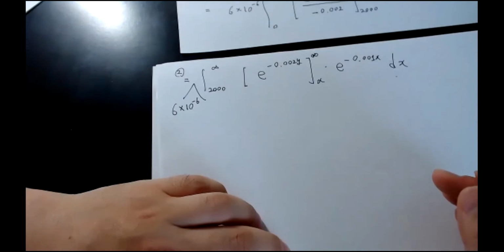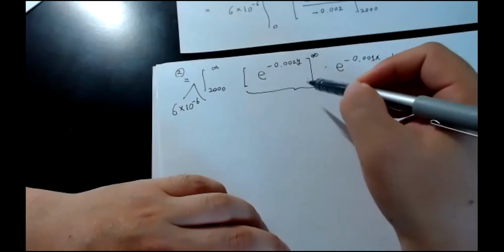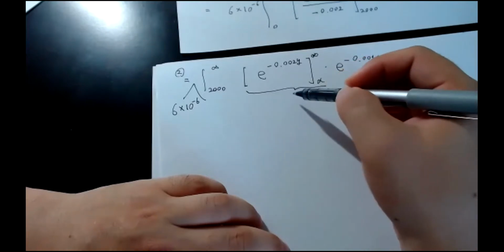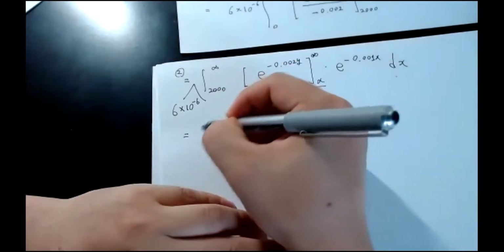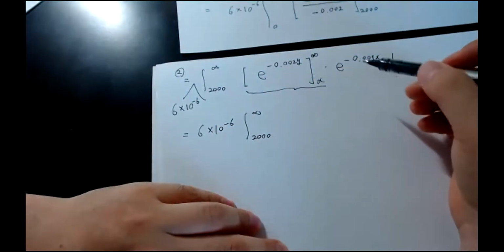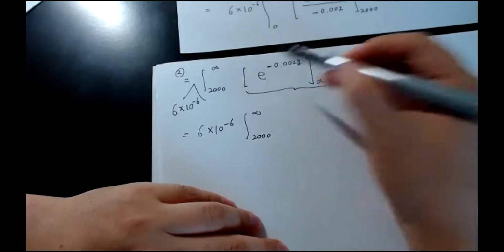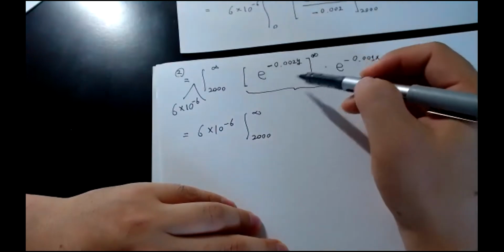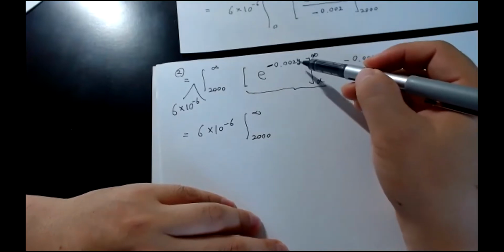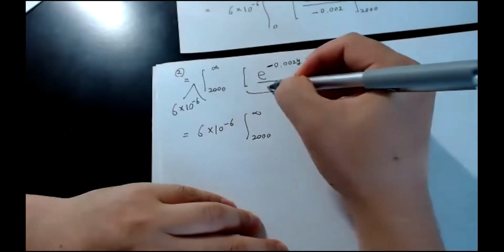Now the inner integral involves the variable x, so we're going to get a function of x. So this is equal to 6 times 10 to the negative 6, and then 2000 to infinity. As y approaches infinity, the exponential term approaches 0, because of the negative sign in the exponent; it's a decreasing function. Then we divide by minus 0.002.